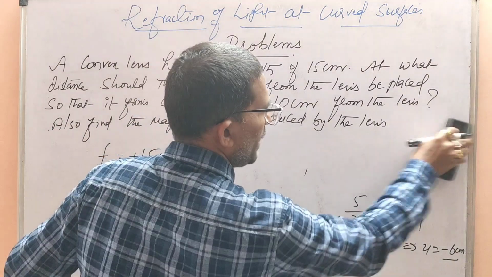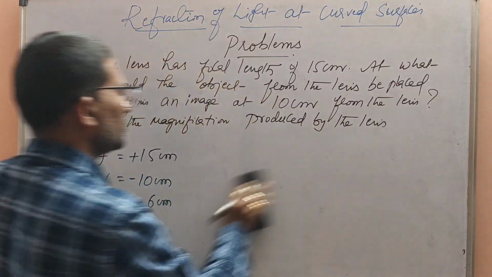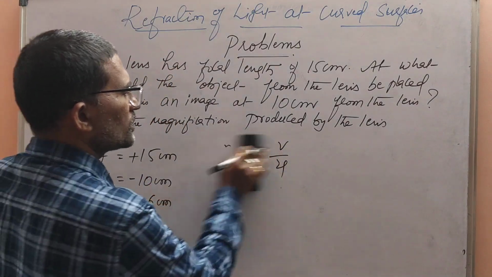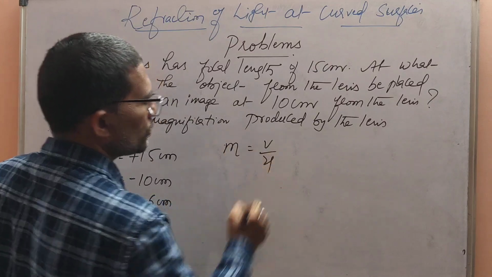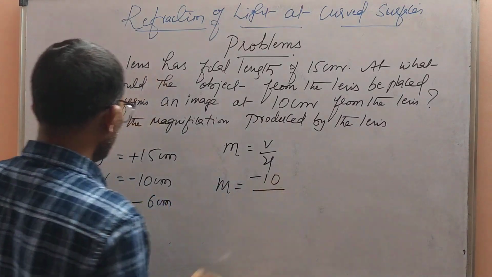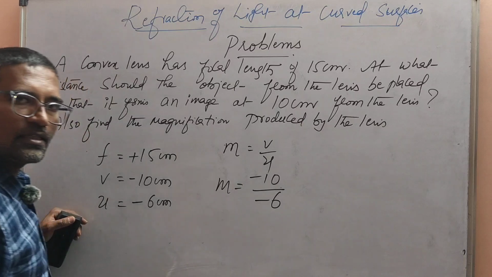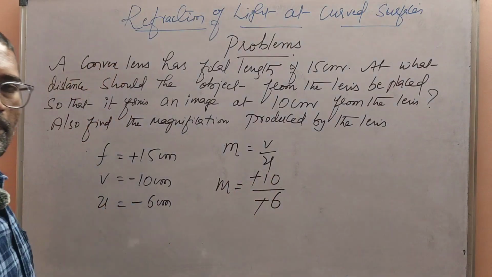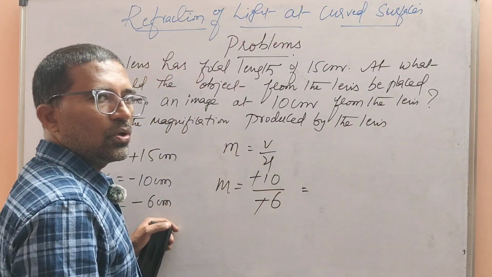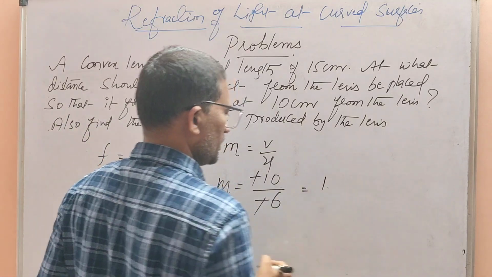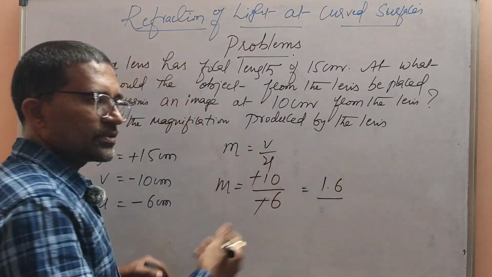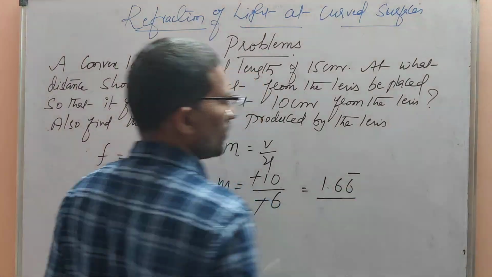Magnification produced. Magnification formula: m is equal to, oh, not minus v by u, this is m is equal to v by u. Now m is equal to v is minus 10, u is minus 6. The minus signs get cancelled. I hope you all understood. Now m is equal to 10 by 6. In 10, 6 will go one time, so 1.6. I think you will get 1.666, like that, 6 bar. This is the magnification value.